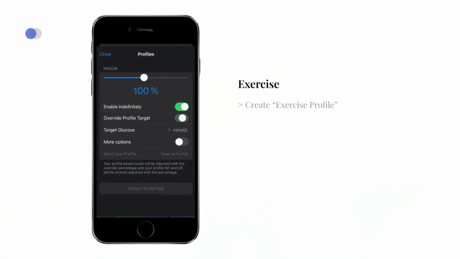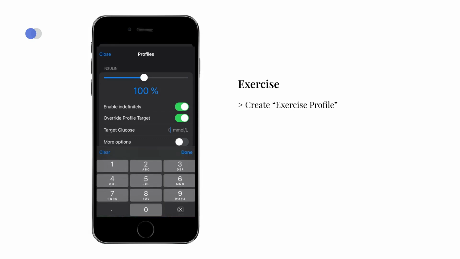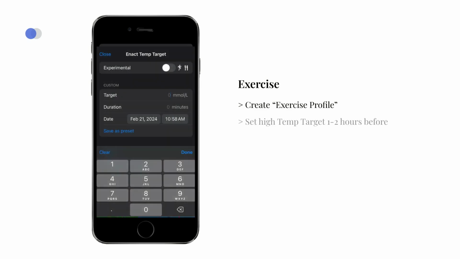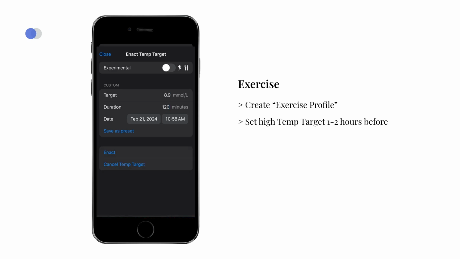1. Most people use a dedicated profile in iAPS specifically designed for exercise. This profile should incorporate a higher target glucose and a lower insulin delivery percentage to accommodate the impact of physical activity. 2. You can also just set a higher target value before and during exercise to mitigate the risk of hypoglycemia.